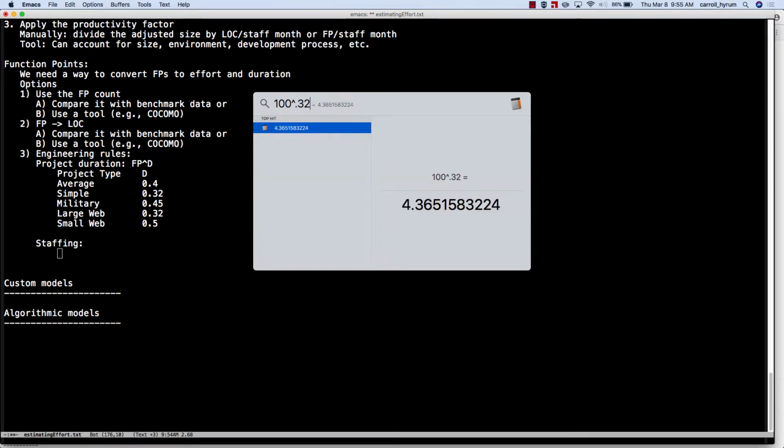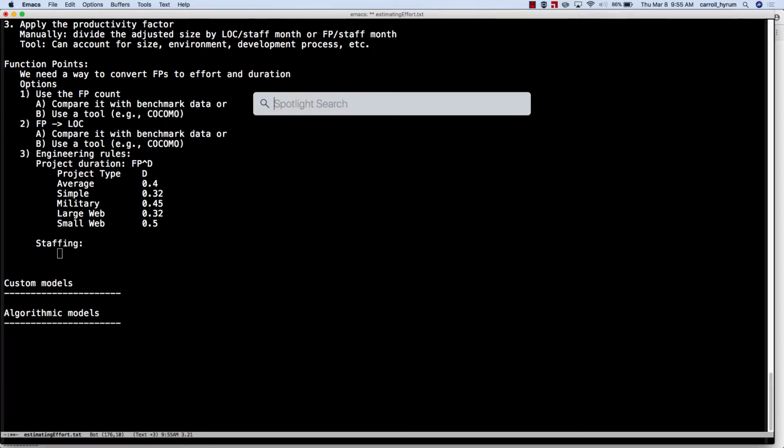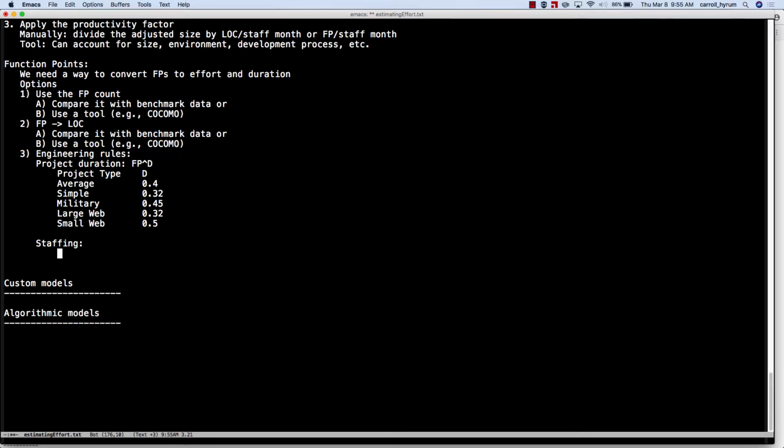And there we go, 0.32. If we had 100 function points raised to the 0.32 power, that would suggest that we're talking about 4.36 months. Sorry, that was months. So duration is months.